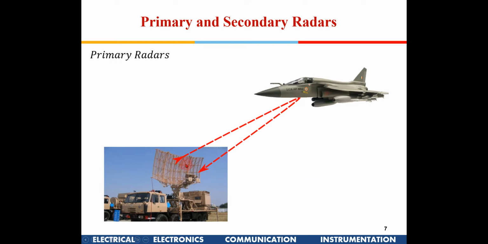Primary radar means you have a radar which will transmit an RF signal which will go to the target, and it will come back, right? The reflected wave is again captured by the radar. So here you just have to have a passive metallic surface. Okay, so this is known as primary radars, right? Where you are transmitting and receiving.